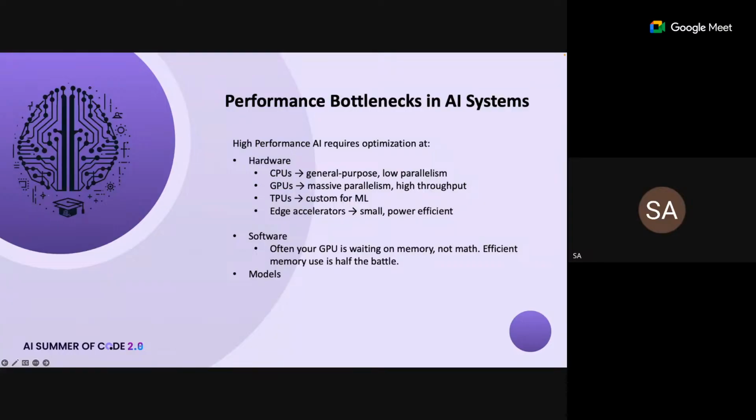Okay, so let's expand a bit on hardware. I think I touched on some of these, but just a little bit of expansion again. For high performance AI, your hardware utilizes each and every one of these at the best level. You have a CPU that is general purpose and cannot do so much in parallelism. Then you have GPUs designed heavily to expand on parallelism and the likes. And then you have edge accelerators that are small and power efficient.